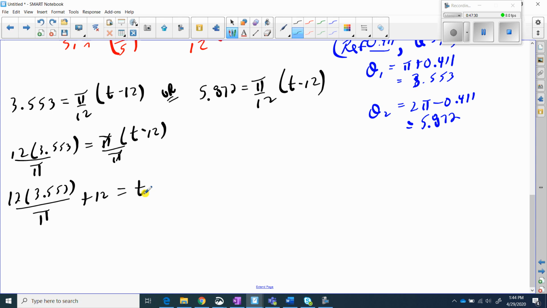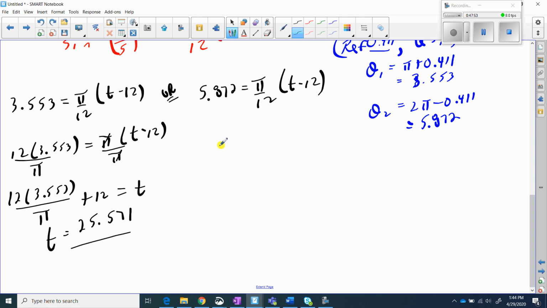3.553. Multiply that by 12. Divide that by pi. And then add 12. I get 25.571 as one possible answer.